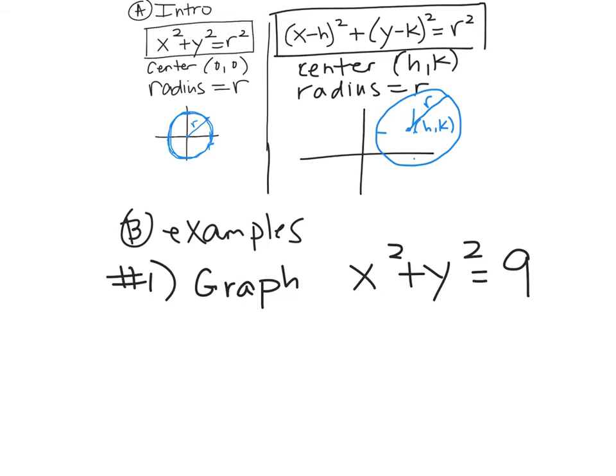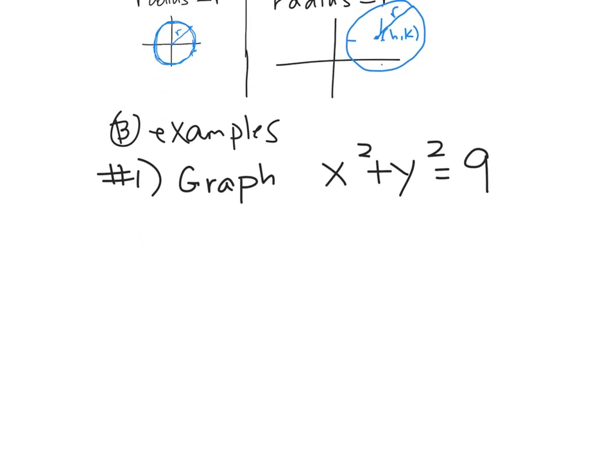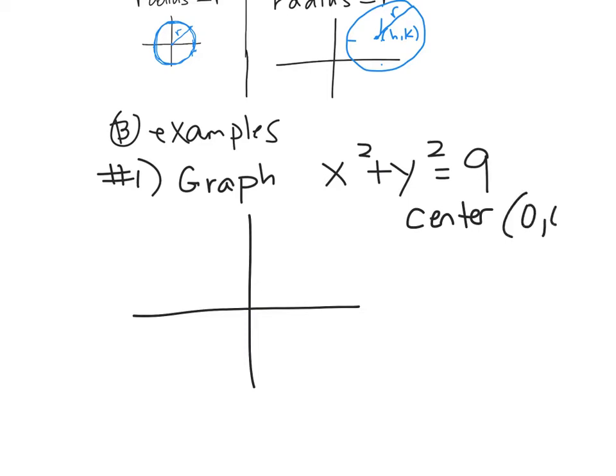Okay? So to graph this, we want to find the center and the radius, and then we'll graph it. So what is the center of this circle? The center is pretty easy. The center would be with the h and the k. There is no h or k, so our center is at the origin. Center is 0, 0. What's the radius of this circle? The radius is 3.